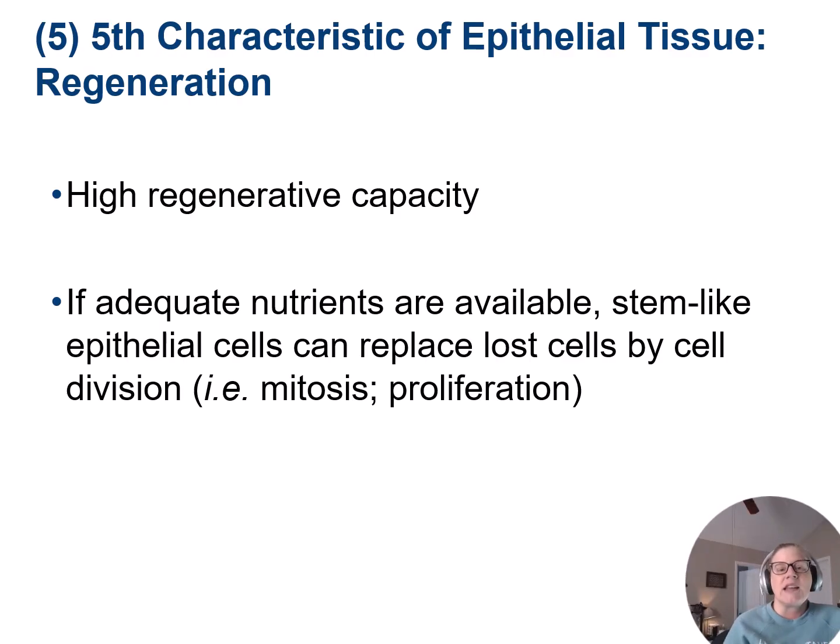Our last characteristic is that epithelial tissues are really good at regenerating. So if you cut yourself or you have an abrasion or you have a burn, that epithelial tissue will grow back very quickly. This is dependent on adequate nutrients and good blood supply. But this can take place because there are stem-like epithelial cells in the very bottom sublayer of the epidermis that can go through cell division. A couple other ways of saying cell division is to say mitosis or cellular proliferation.